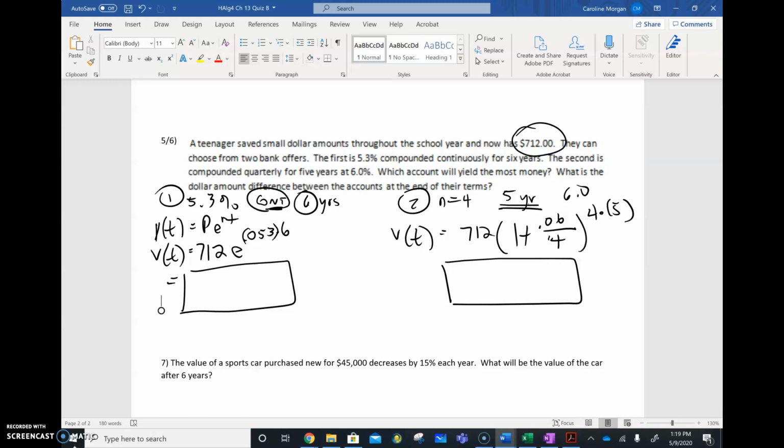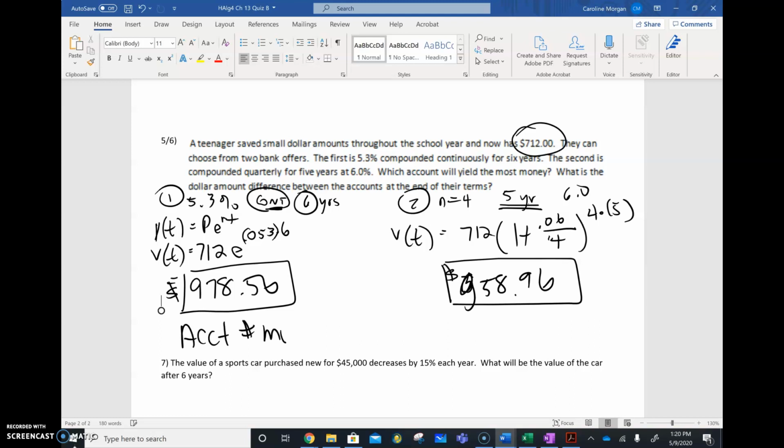712 e to the 0.053 times 6, and you have to round properly. 978.56, that's how much is in account 1. Account 2 is going to be 712 times 1 plus 0.06 divided by 4. I'm going to raise that to the 4 times 5, which is 20. Then I'm going to multiply that by 712. So this is 958.96.